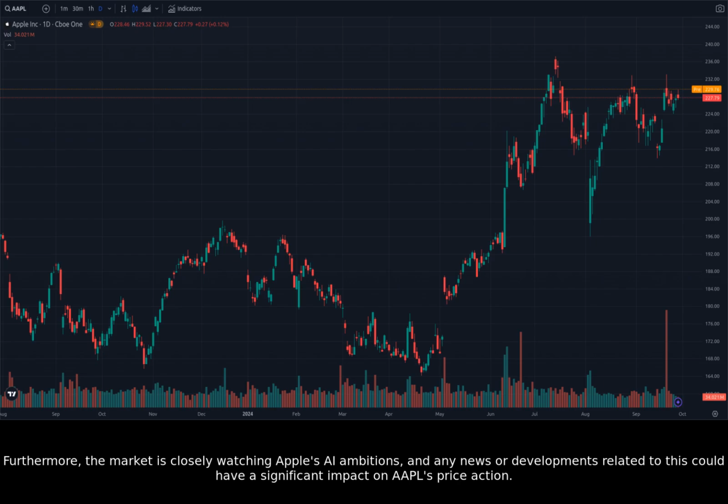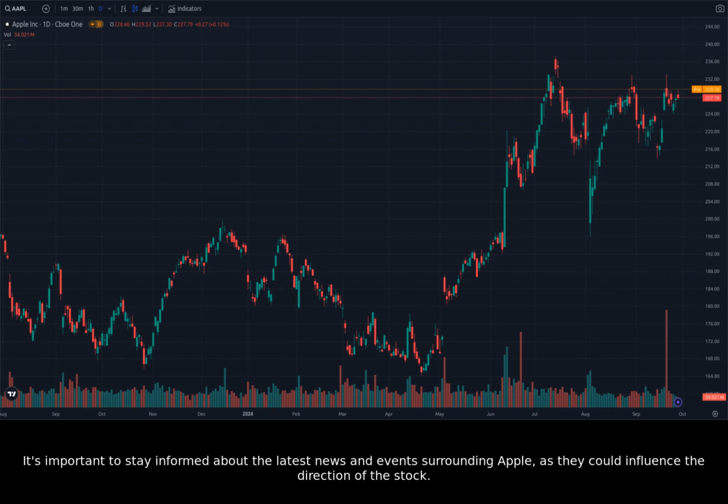Furthermore, the market is closely watching Apple's AI ambitions, and any news or developments related to this could have a significant impact on AAPL's price action. It's important to stay informed about the latest news and events surrounding Apple, as they could influence the direction of the stock.